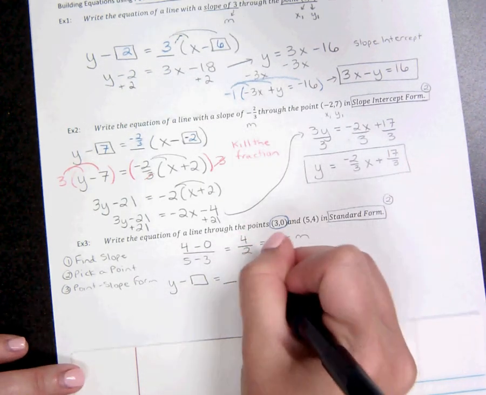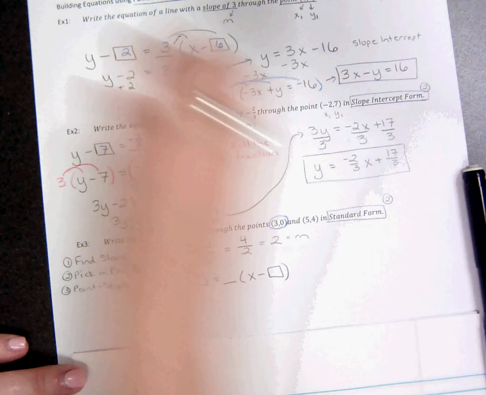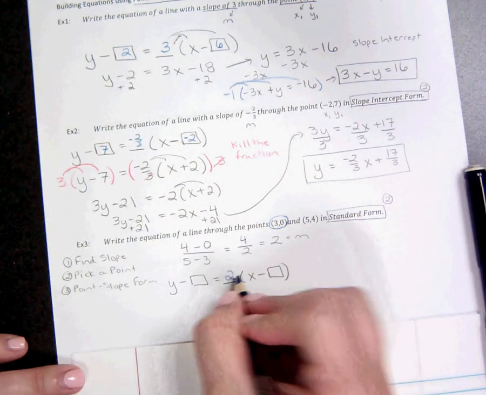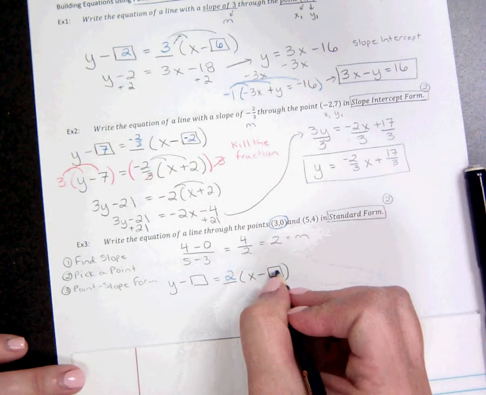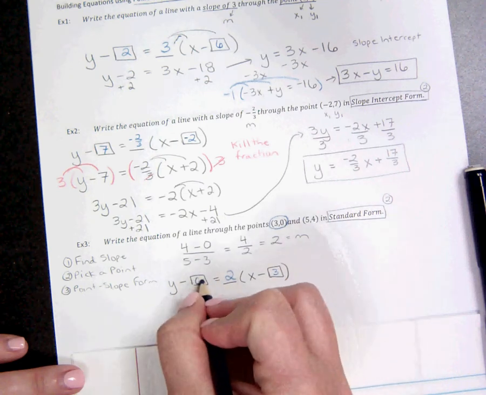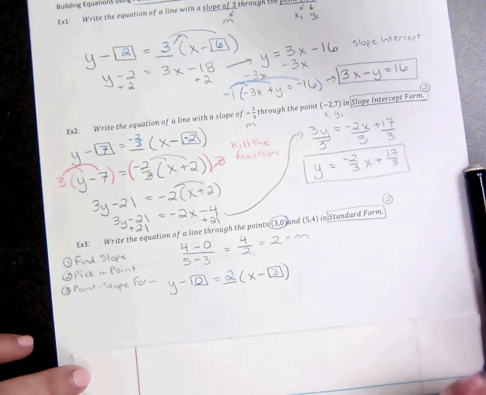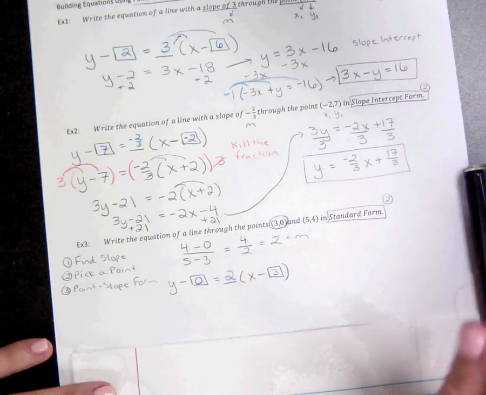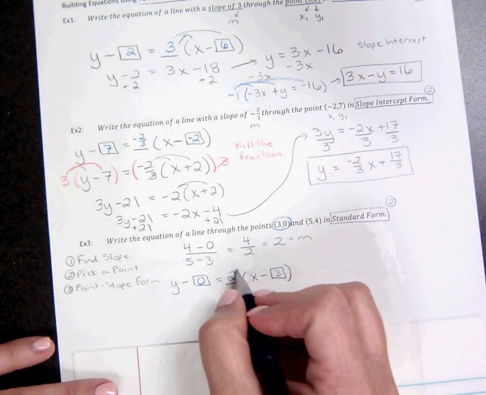Blank times x minus box. So I'm going to plug in what I have. My slope is 2. My x value is 3. My y value is 0. So I like working with positive numbers, and I like working with 0. So that just makes your job a little bit easier.